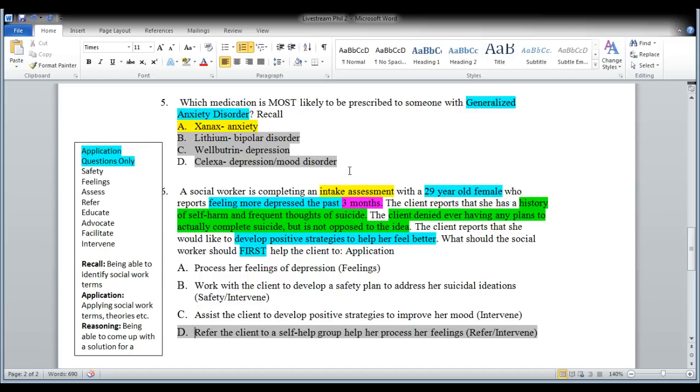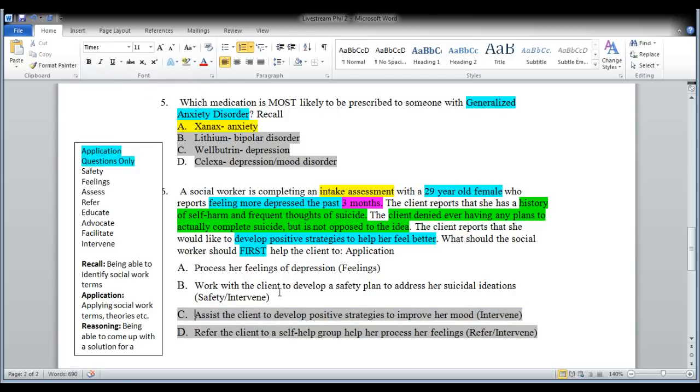And then assist the client to develop positive strategies to improve her mood. That's what she's specifically coming in to do, but we would not be looking at that as being the absolute first thing that we would need to do when helping this client.